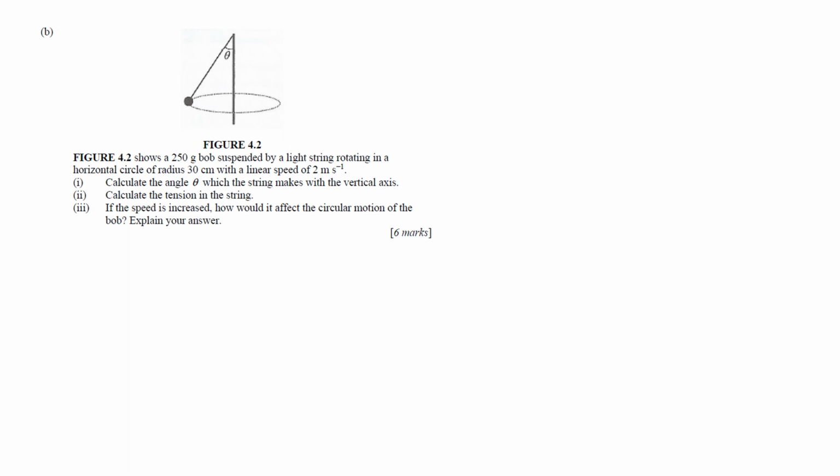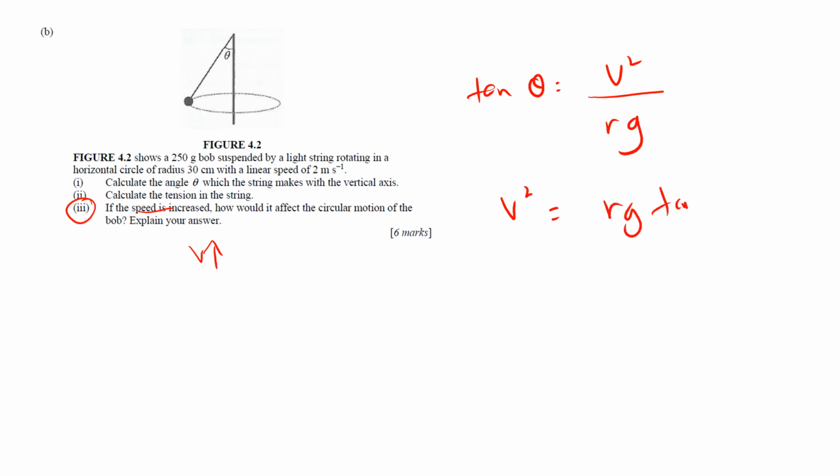Okay, number 3. They ask you if the speed is increased, so V is increased, how will it affect the circular motion of the bob? Explain your answer. In matriculation, when they ask you to explain, you need to use equations. Based on the equation that we already did, tangent theta equals V squared over RG. This is the equation you got before you substituted the values. So we can make V squared the subject. V squared equals RG tangent theta.